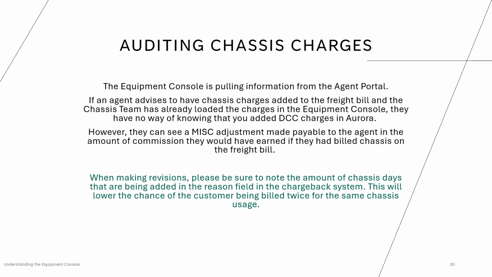The equipment console is pulling information from the agent portal. So keep in mind, anytime you revise an invoice in Aurora, the charges remain the same in the agent portal. If an agent advises to have chassis charges added to the freight bill, and the chassis team has already loaded the charges in the equipment console, they have no way of knowing that you added DCC charges in Aurora. However, they can see a miscellaneous adjustment made payable to the agent in the amount of commission they would have earned if they had billed chassis on the freight bill.